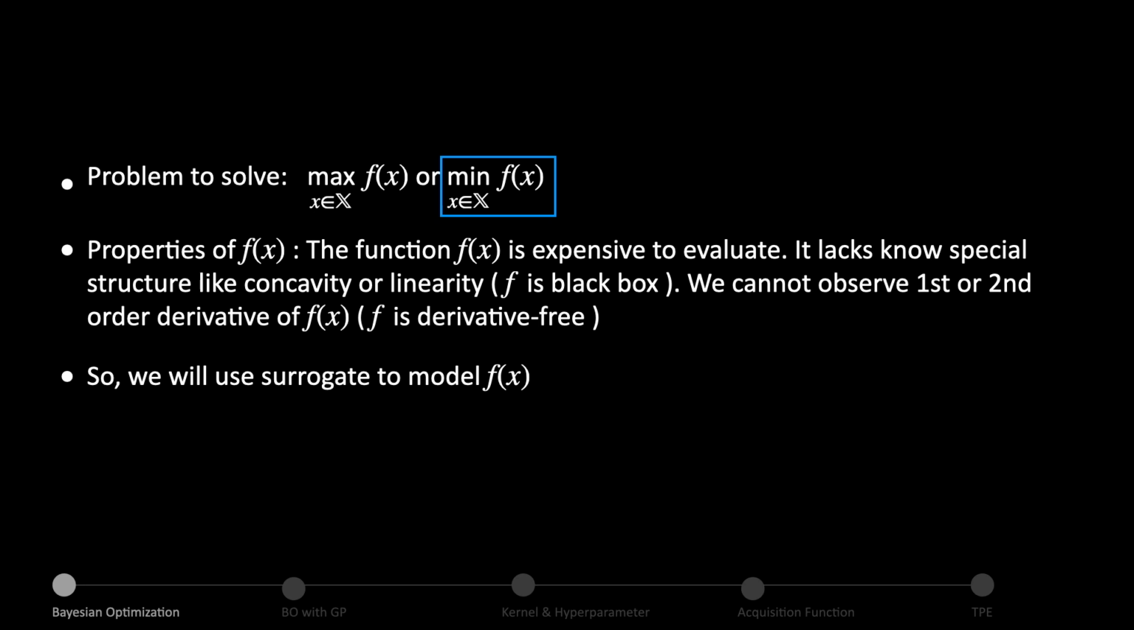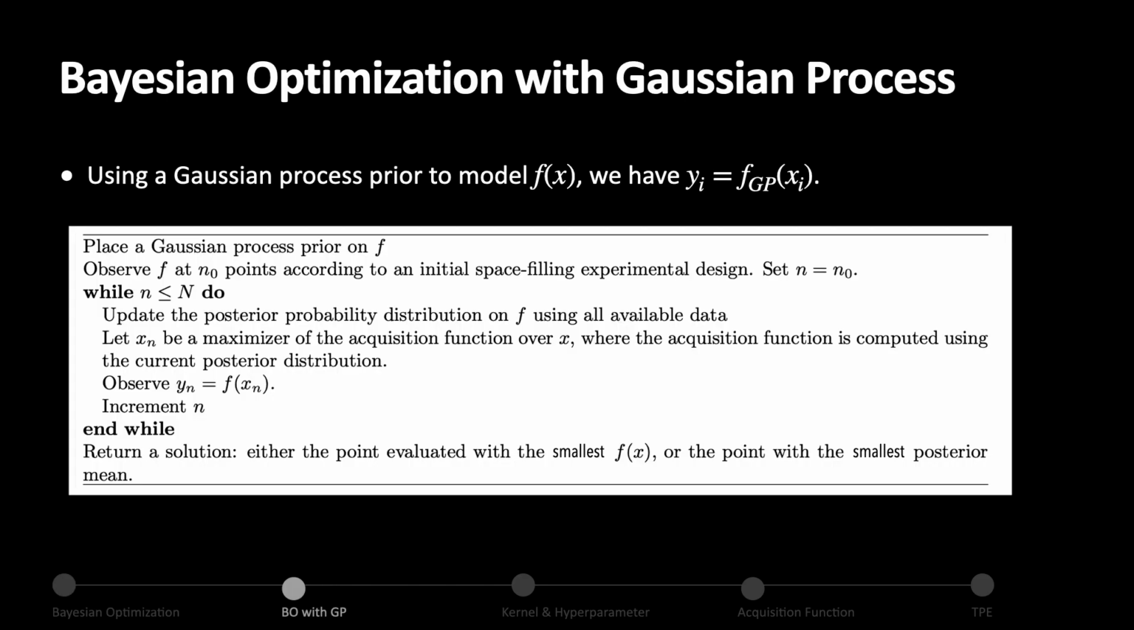In Bayesian optimization, we will use a surrogate to model and predict f of x. The first and most commonly used surrogate is the Gaussian process. We will go through Bayesian optimization in detail based on the Gaussian process. So we can write down that our data yi is generated from a Gaussian process FGP of xi, and the pseudocode of BO is as follows.